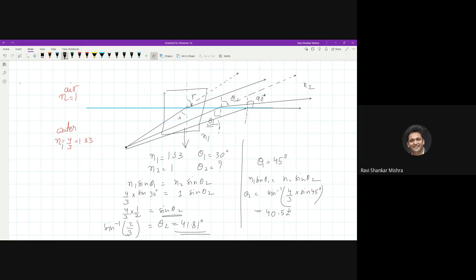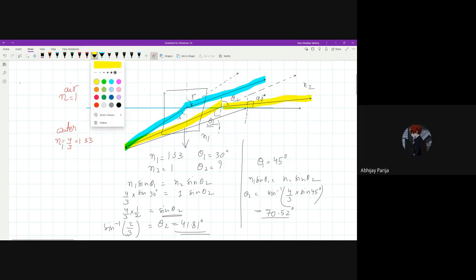Everybody got the same answer? Sir, I understood the numerical part, but I didn't understand any of the angles and the diagram. First diagram is this. Second diagram is this. Yes, sir. So can you re-explain the bending part?